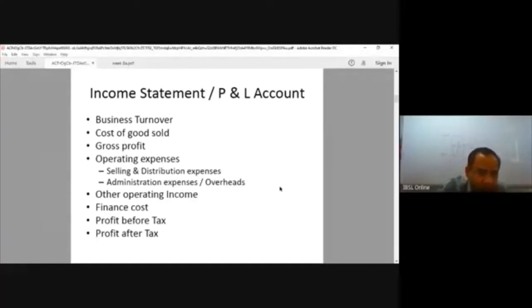So now, business turnover, how much is the cost of goods sold, and then you arrive at a gross profit. Then the operating expenses, sales and distribution, administrative expenses and overheads, you deduct. Then you get the other operating income. And then from that you reduce the finance cost, and you get the profit before tax, right? And your taxation and your profit after tax.